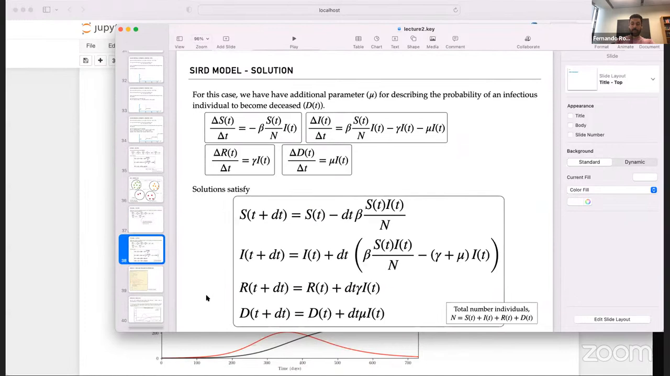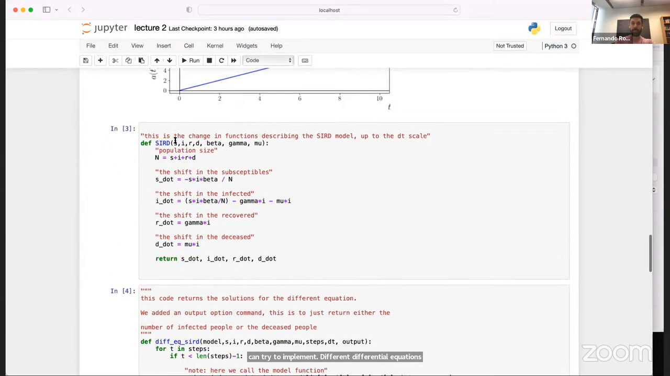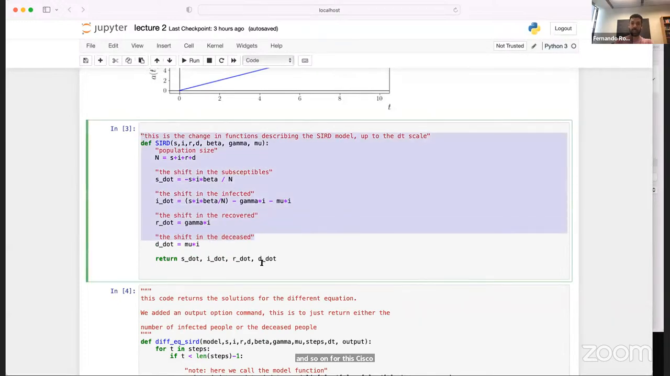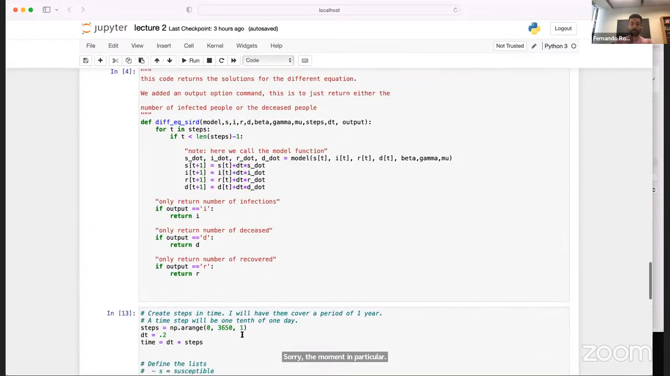I encourage you to play a little bit with the Jupyter notebook and with these functions. And even if you do a little bit of Google research, you can find a different model that you can try to implement with different differential equations and so on. So this code that I'm showing you can be adapted very easily to a different model by changing this function here, the model in particular, and a little bit the solver as well, but that's it.